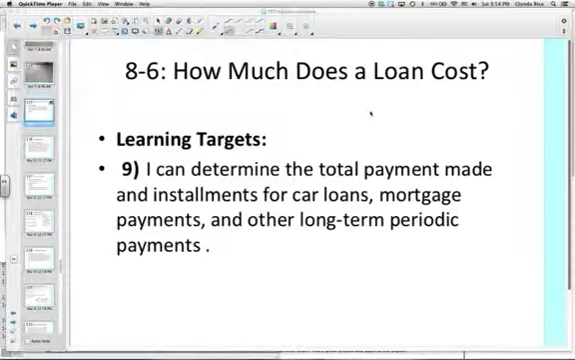So 8.6, how much does a loan cost? This is applications of what you've learned so far this chapter. By the end of this section, you should be able to determine the total payment made and installments for car loans, mortgage payments, and other kinds of loans and long-term periodic payments.